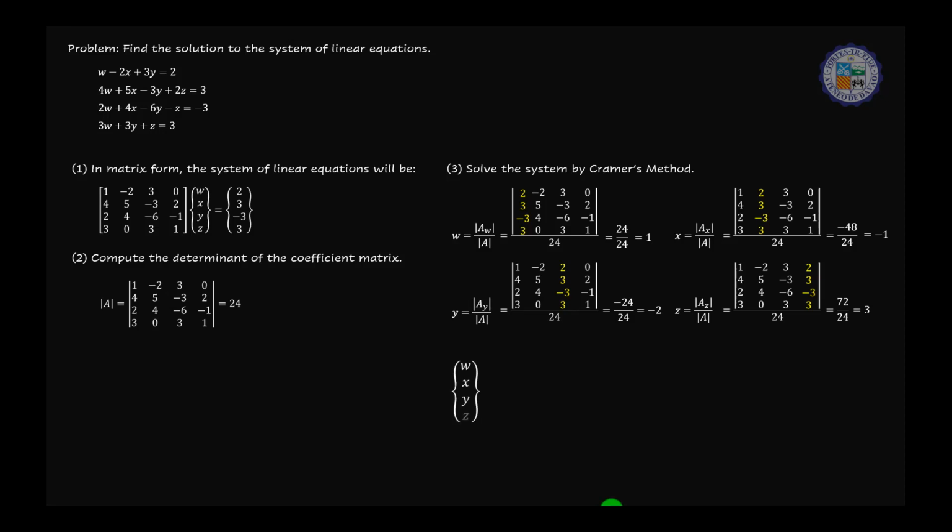In summary, the unknowns w, x, y, z have the solution 1, negative 2, negative 1, and 3, and that's the final answer.